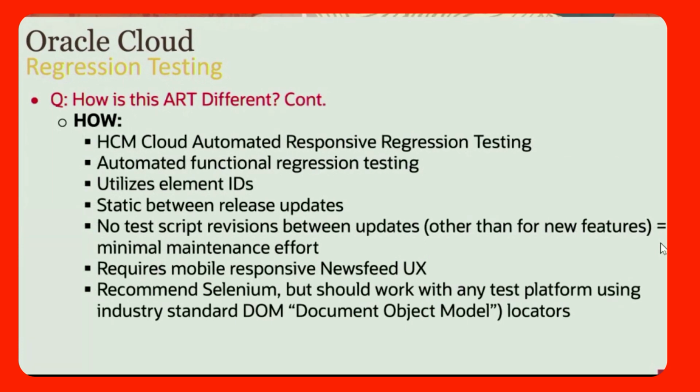So how is this different? As I just talked about, utilizing the element IDs between releases, those don't change. So that was a very positive thing when we moved over to the responsive UI. Again, you don't have to use Selenium. You can use any testing platform that you'd like, as long as it's a DOM, or document object model, for the locators.